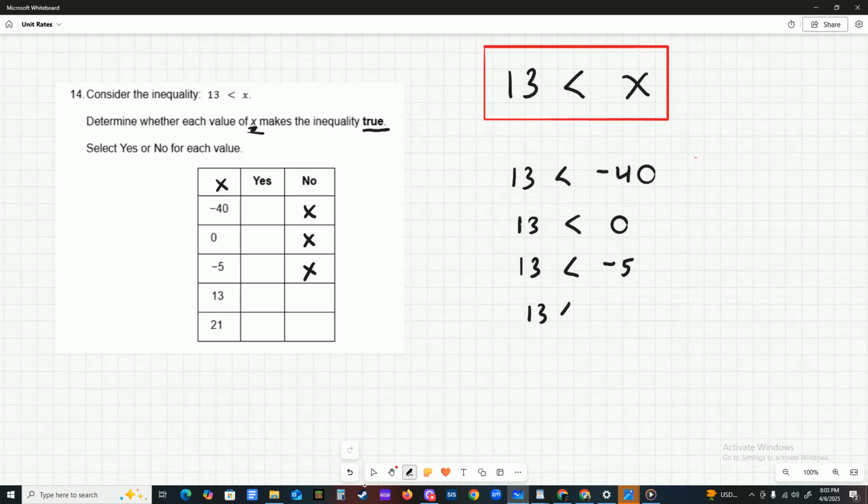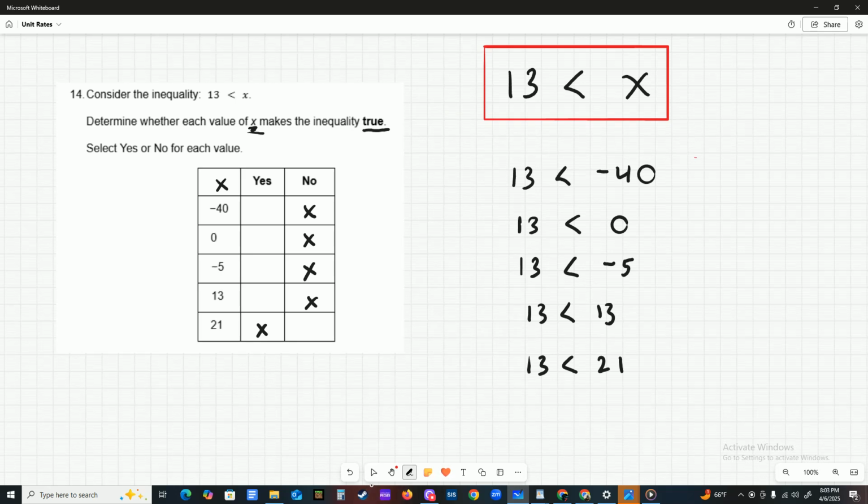Is 13 less than 13? No, because 13 is equal to. But we're not asking if it's equal to. We're asking if it's less. So the answer is no again. And let's check the last one. 13 is less than 21. Yes, it is true. This one's true.